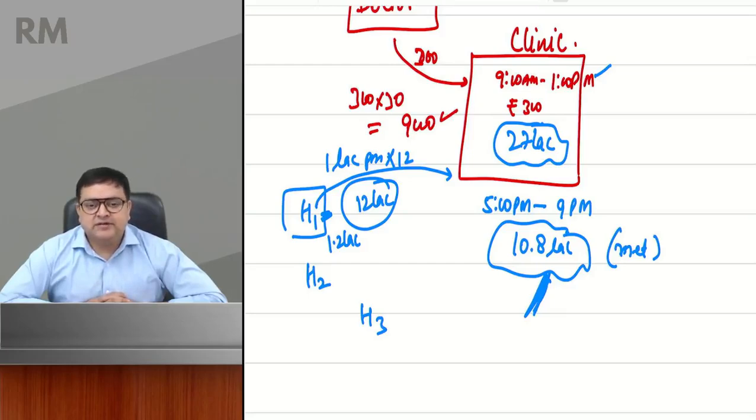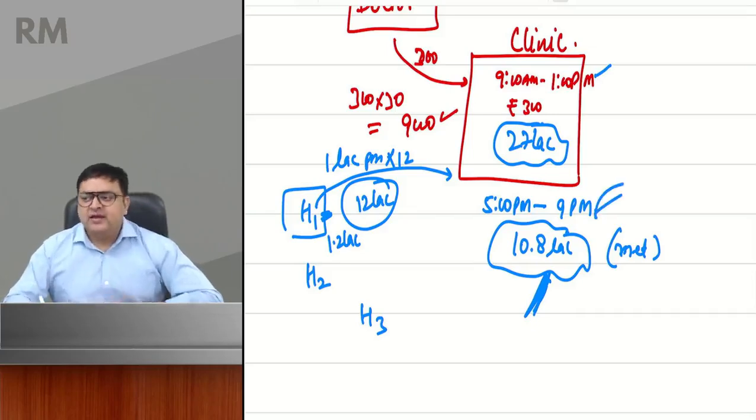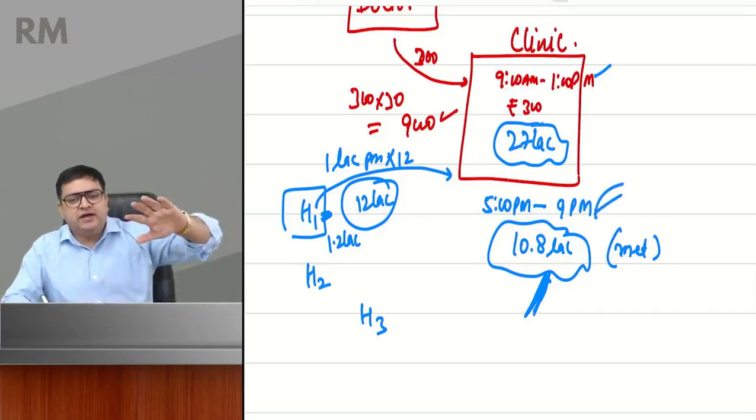How much will you take as his PGBP income? Net amount or gross amount? Gross amount. 10.8 or 12 lakh? 12 lakh. Right? So while computing his PGBP, take 12 lakh. And whenever your tax liability comes, when you compute tax payable, deduct this TDS.